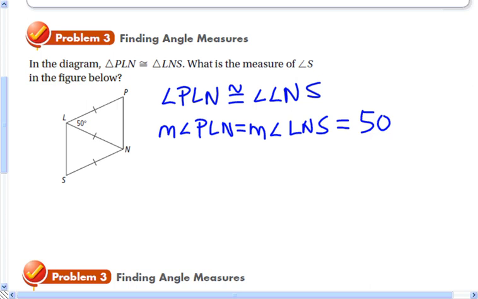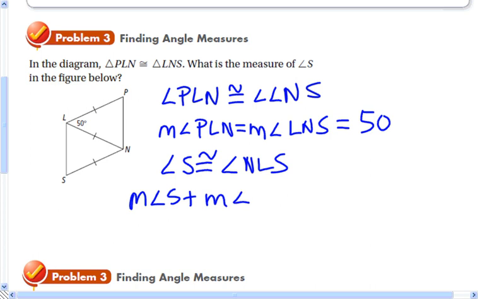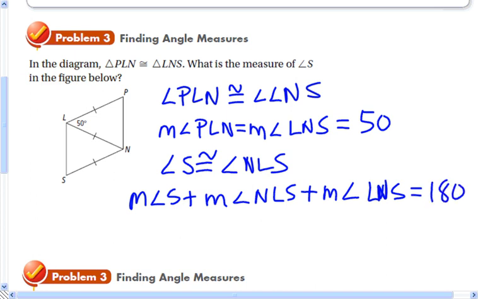And then by the isosceles triangle theorem, we have angle S is congruent to angle NLS. And so the measure of angle S plus the measure of angle NLS plus the measure of angle LNS is equal to 180, and that's the triangle angle sum theorem.